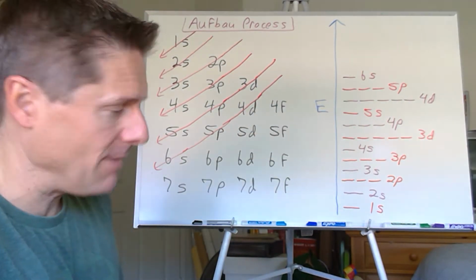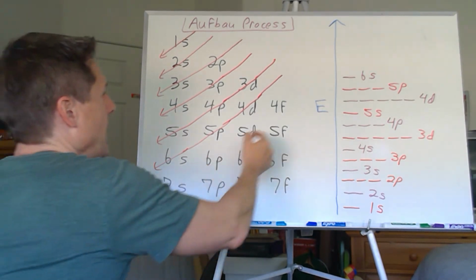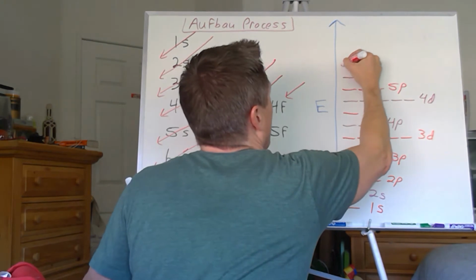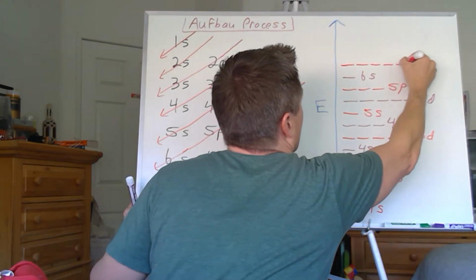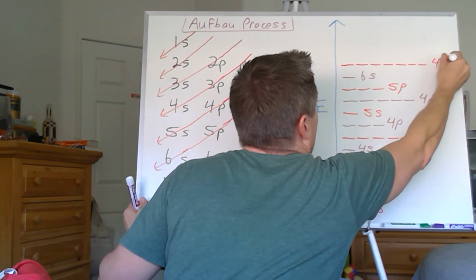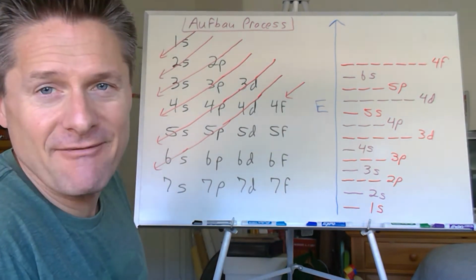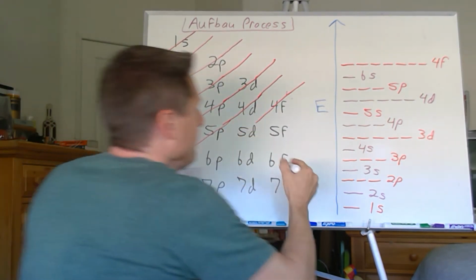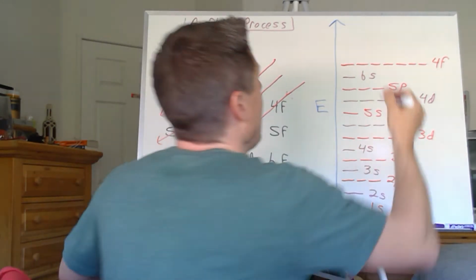Everybody doing good so far? Now look what happens. We're done there. We come up. Finally, we hit the Fs. 4F, with its infamous 7 orbitals in there. Finally, that fills up. And then the 5D. I'm running out of space, gang.